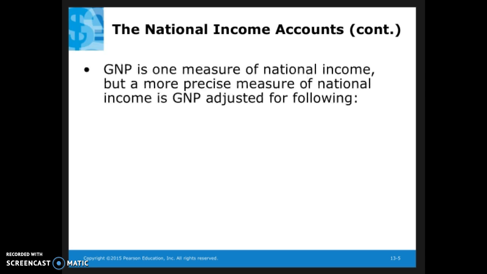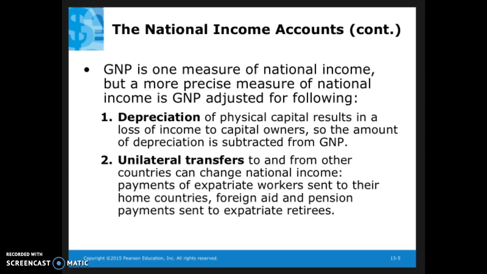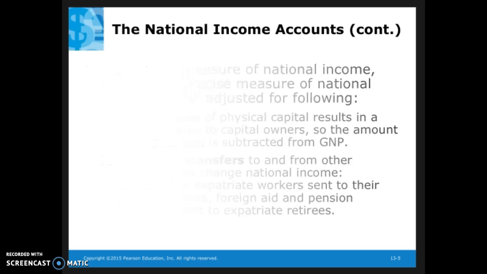GNP is one measure of national income, but a more precise measure of national income is GNP adjusted for depreciation, which is when physical capital results in loss of income to capital owners. And unilateral transfers to and from other countries can change national income. So payments of expatriate workers sent to their home countries, foreign aid, and pension payments sent to expat retirees.